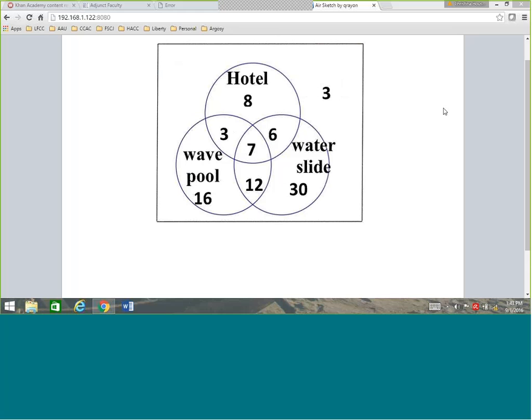So once the full diagram is complete, it looks like that. And there's my universal set in the box. I have hotel, wave pool, water slide, and all the numbers filled in the correct places. Once you have this, you can double check and add all the numbers together, make sure it gives you 85. You can go ahead and answer questions. So let's take a look at some questions that might be asked from this.